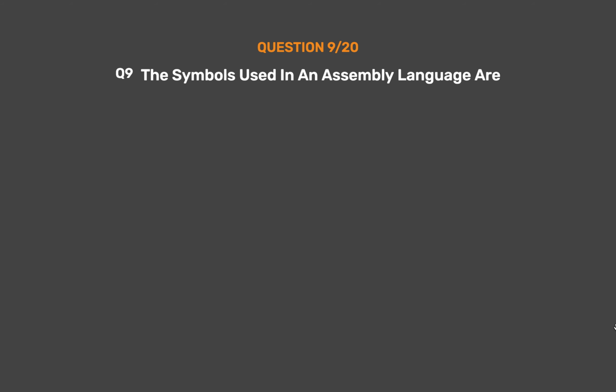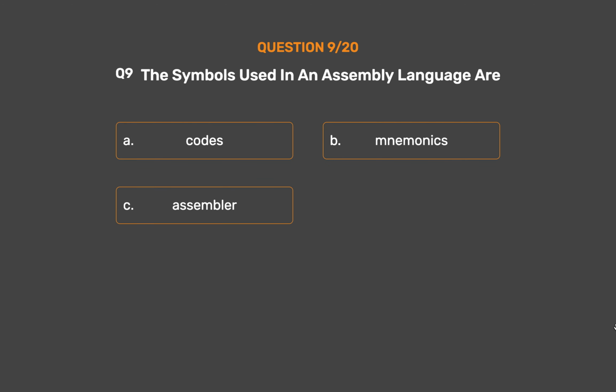Question number 9. The symbols used in an assembly language are: Option A. Codes. Option B. Mnemonics. Option C. Assembler. Option D. None of the above.